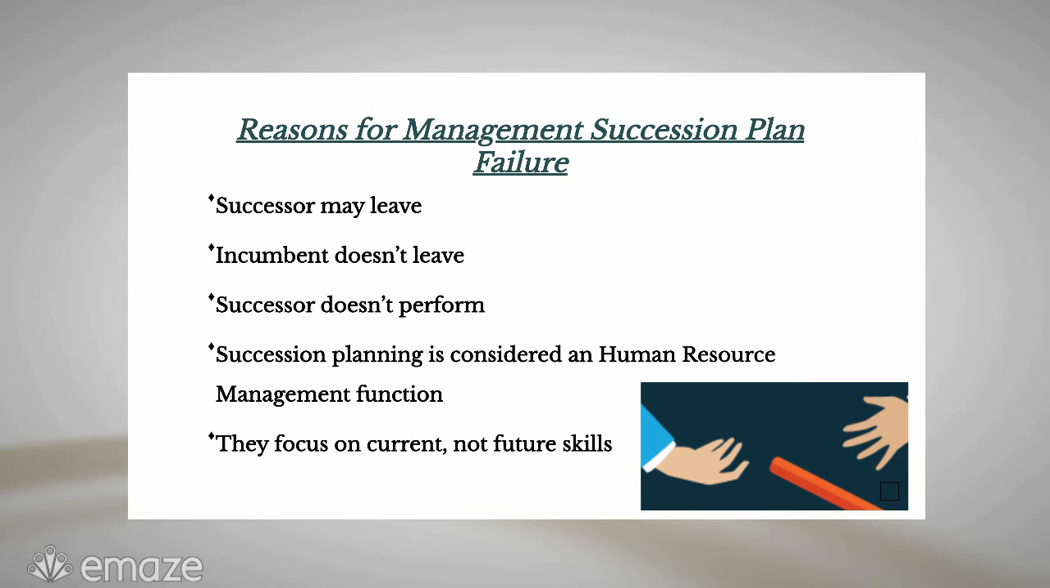Reasons for management succession plan failure. 1. Successor may leave. For example, he might have some other plan for his future and doesn't necessarily want to take over the business. 2. Incumbent does not leave. This is where the person who is in charge now doesn't want to give up his position, right? 3. Successor doesn't perform, which is self-explanatory, right? 4. Succession planning is considered as a human resource management function.